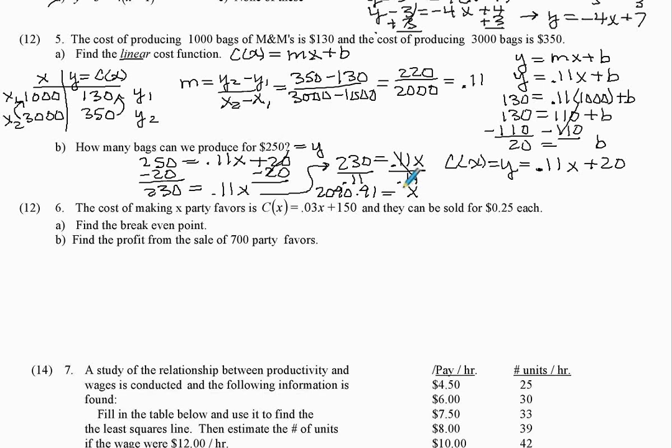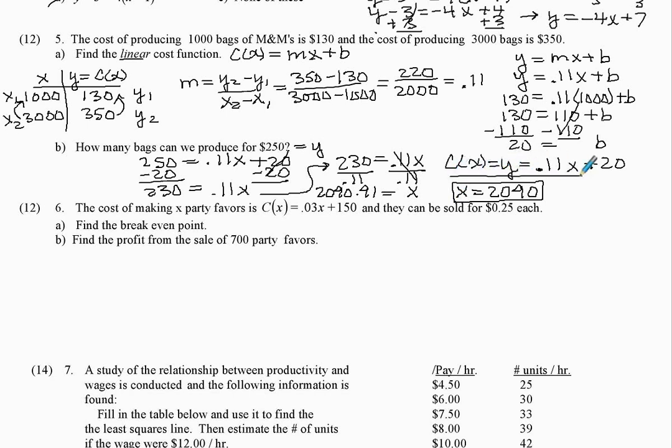Okay, those are quantity. Number of bags of M&Ms. So here, how many bags can we produce for $250? We can produce 2,090 bags. We can't produce 2,091, because it's 2,090.9. So in practical terms, we would have to round down. So our x is we can produce 2,090 whole bags of M&Ms. We can't produce that last bag. Not enough money. So there's the answer to part B.